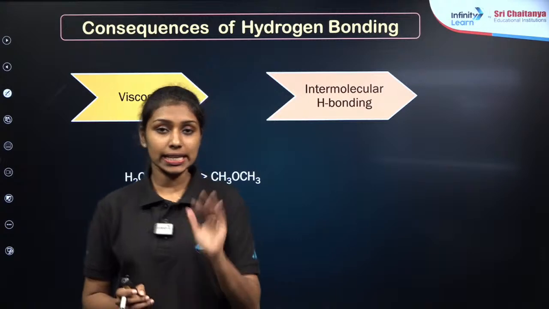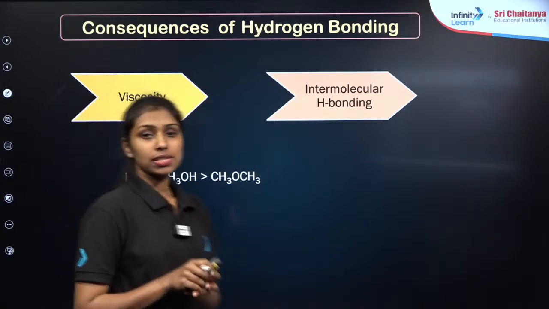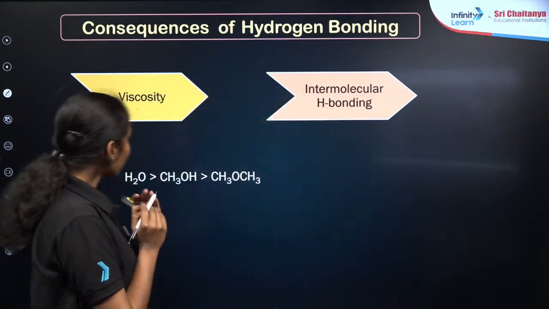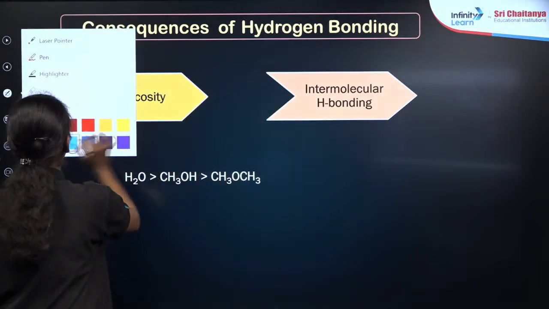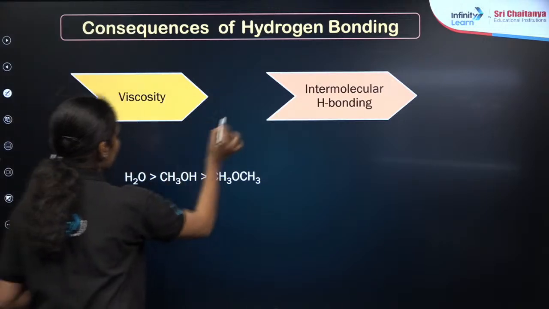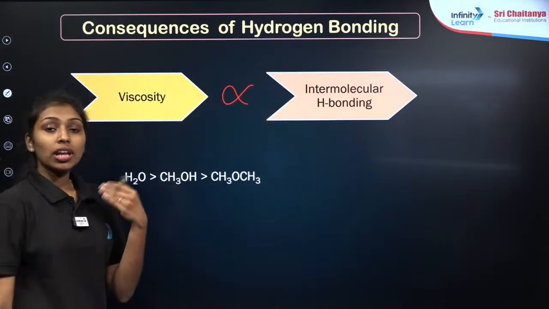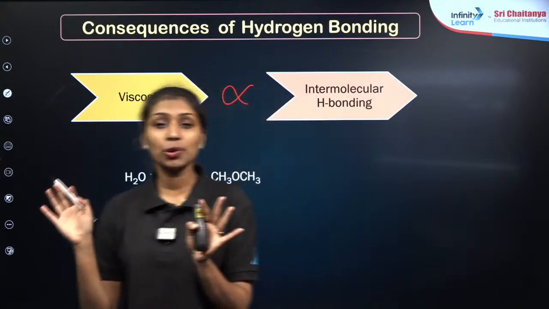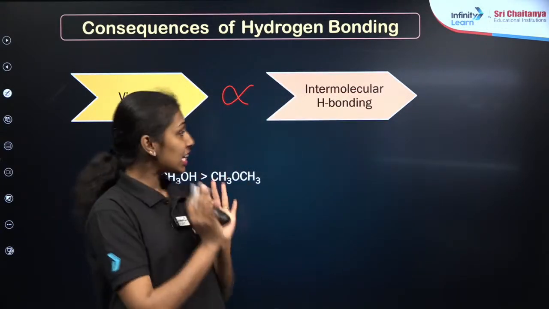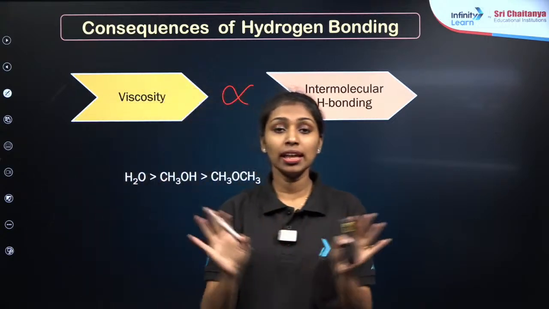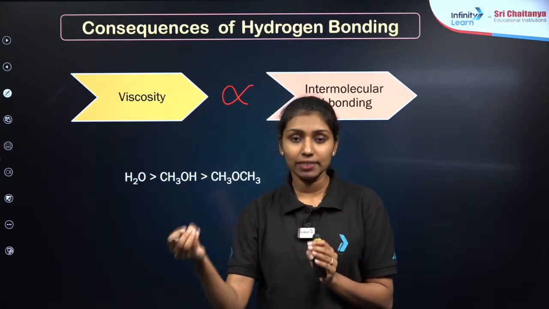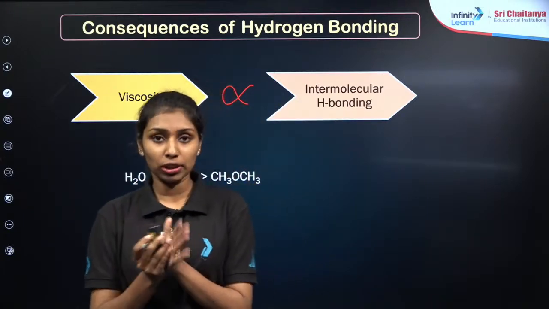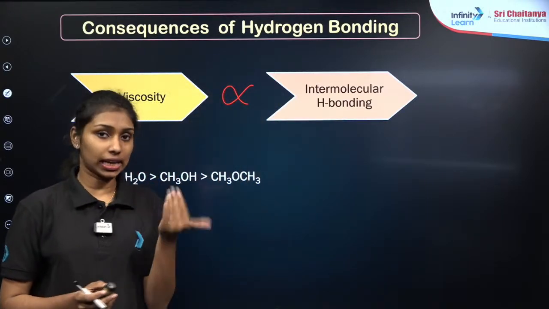Then the last property is viscosity. Viscosity, as you already know, is the tendency to flow. It is a property of fluids or liquids. Similarly, viscosity is directly proportional to intermolecular hydrogen bonding, which means that whenever a molecule has intermolecular hydrogen bonding, it will experience higher viscosity because there will be a strong force of attraction. So it is very difficult for the liquid to flow, which means its viscosity increases.